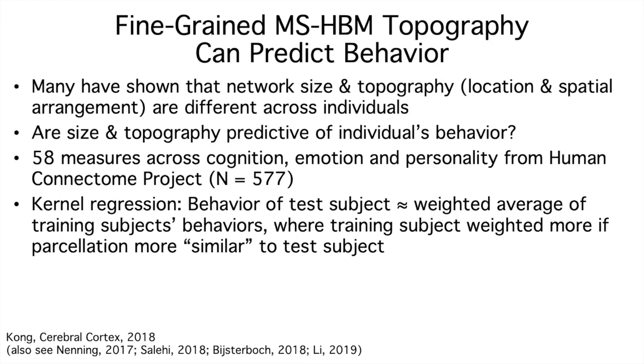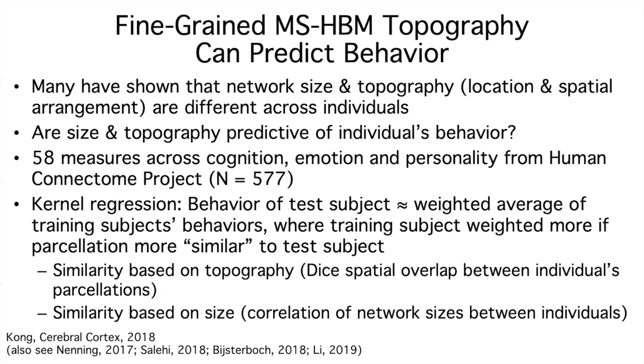So for example, we can define similarity based on spatial topography, right? So two parcellations are similar if they have higher spatial overlap, right? So basically, if my brain's default network overlaps a lot with Bruce Fischl's default network, right? Then we will assume that we have very similar behavior.